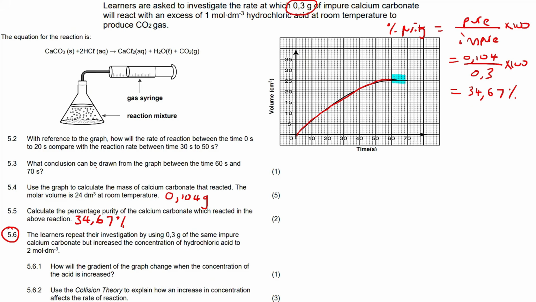Okay, so let's anyways just help these guys out. The learners repeat their investigation by using 0.3 grams of the same impure calcium carbonate, but instead they increase the concentration to 2 moles. So what they're doing is they're deciding, we're not satisfied with the first experiment. We want to do the experiment again. So instead of using 1 mole per decimeter cubed hydrochloric acid, they're going to now use 2 mole per decimeter cubed.